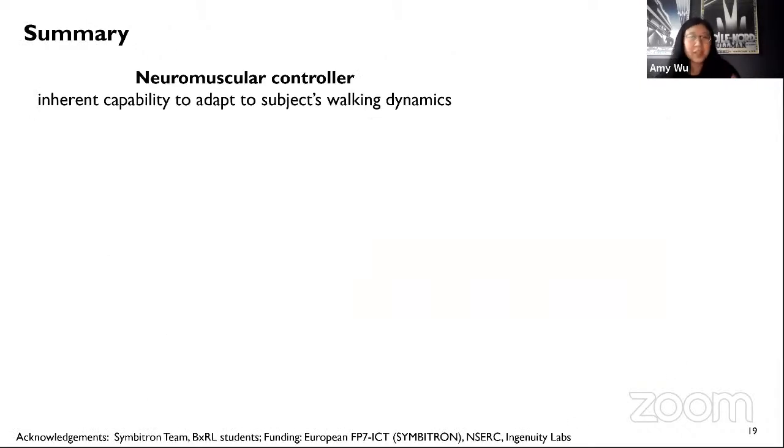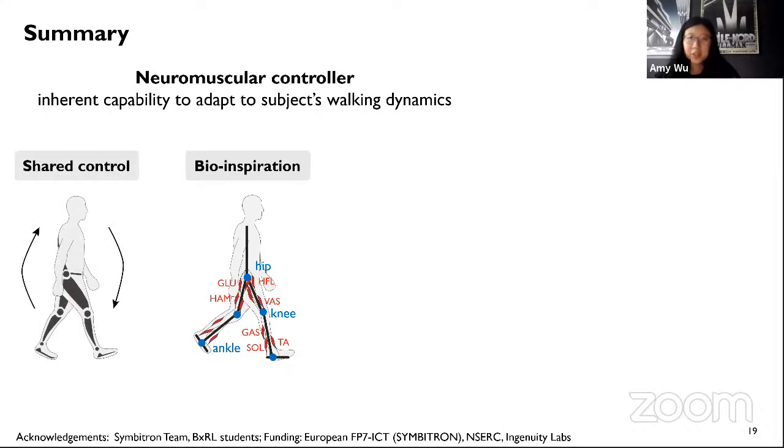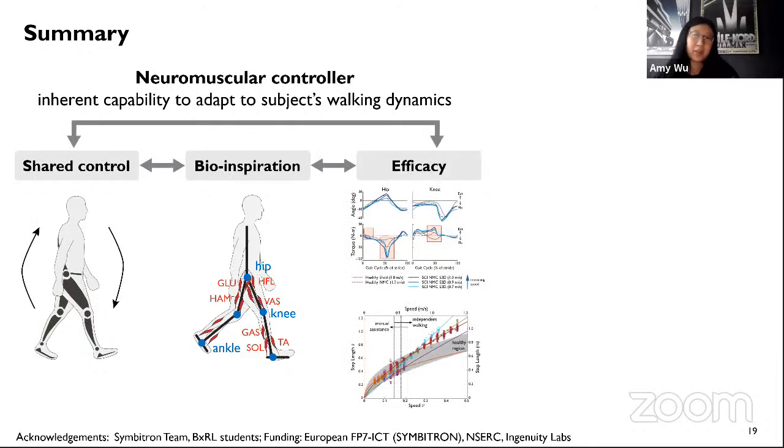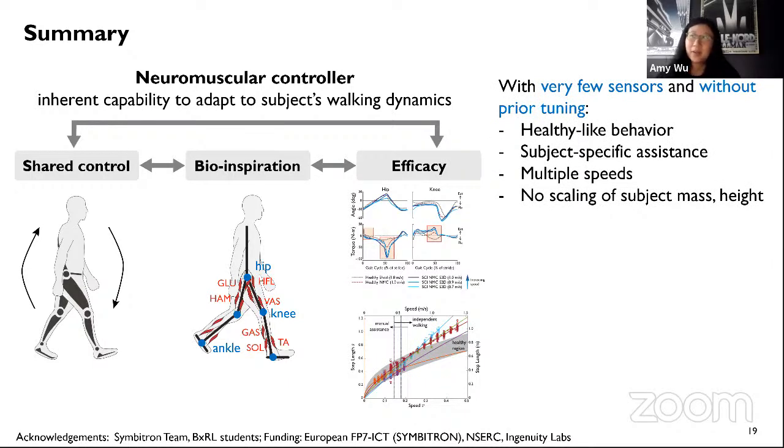So to summarize, I talked about a neuromuscular controller that had inherent capability to adapt to subjects' walking dynamics, in the sense that by inspiration, it had muscles and reflexes. It had a measure of shared control through the footfall patterns, and we looked at efficacy through the kinematics and through the step length-speed relation, and everything, of course, is intertwined. It had very few sensors, and we didn't do any prior tuning. It made healthy-like behavior, could give subject-specific assistance, could walk at multiple speeds, and we didn't do any scaling of subject height to make the model work.